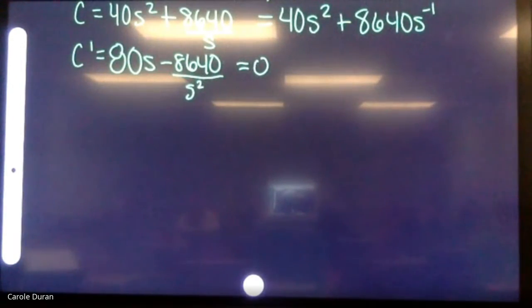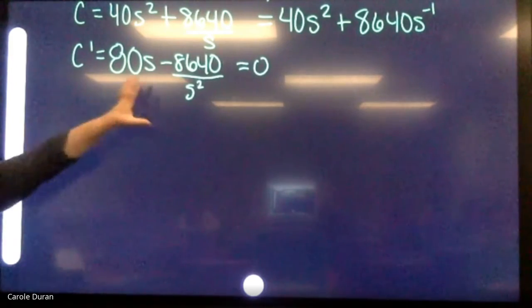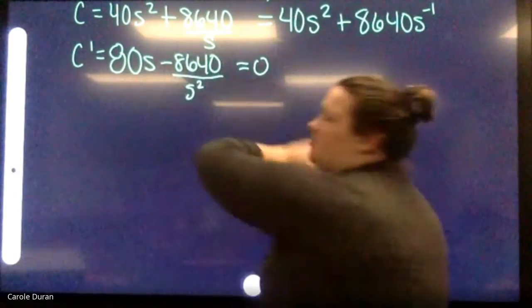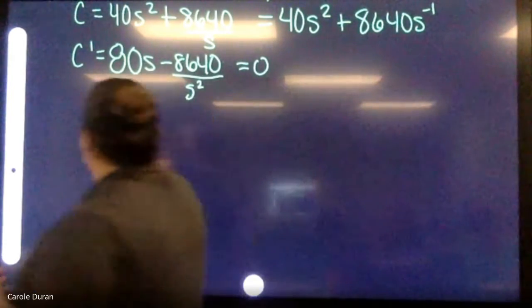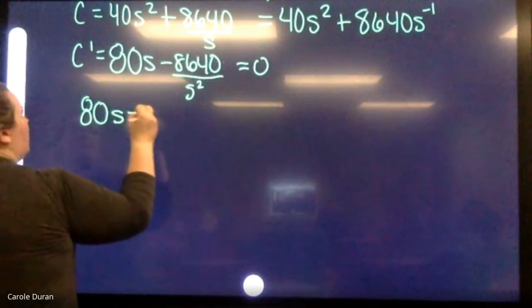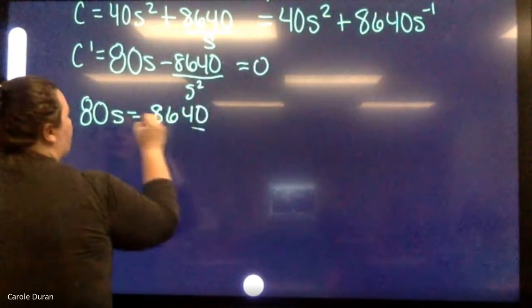My goal is to get s by itself, right? As I'm looking at this, is there anything that I could do to make this a little bit easier to work with? Subtract the 80s. Before even that, when you subtract the 80s over and then multiply the s squared. I'm going to go the opposite direction. I'm going to add this second term over to the other side to make it positive, and then I can manipulate across the equal sign. So then this becomes 80s equals 8640 over s squared.